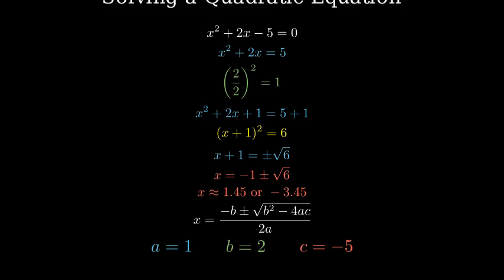Substituting these values into the formula, we get x equals negative 2 plus or minus the square root of 4 minus 4 times 1 times negative 5, all over 2 times 1. Simplifying under the square root, we get negative 2 plus or minus the square root of 24, over 2.